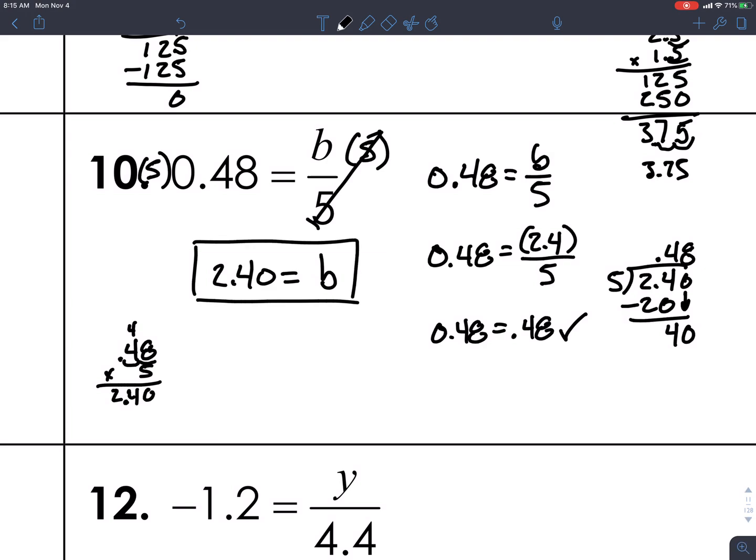2.4 is my answer. You could write 2.4 or 2.40. It doesn't matter. It's kind of like money, $2.40. The 0 is pennies. You have 0 pennies, so it's not adding anything to it. You could really say I have $2.4, right? Or $2.40. Same thing.